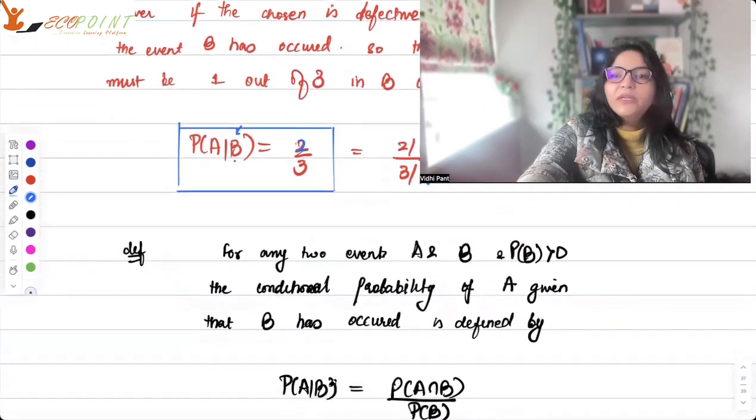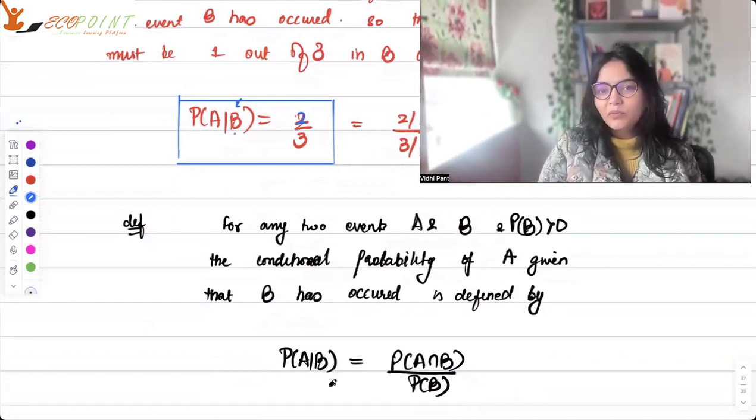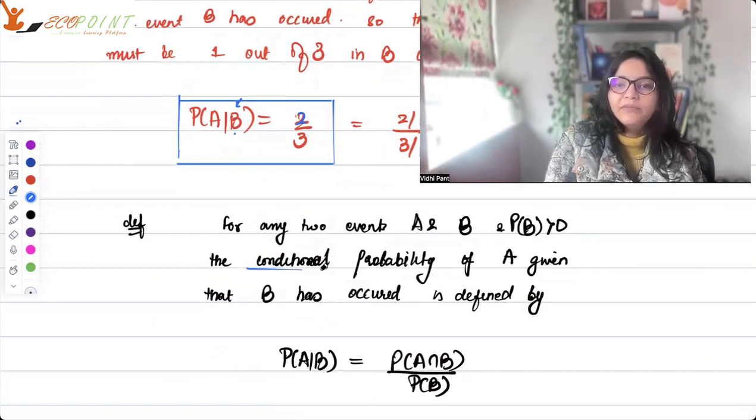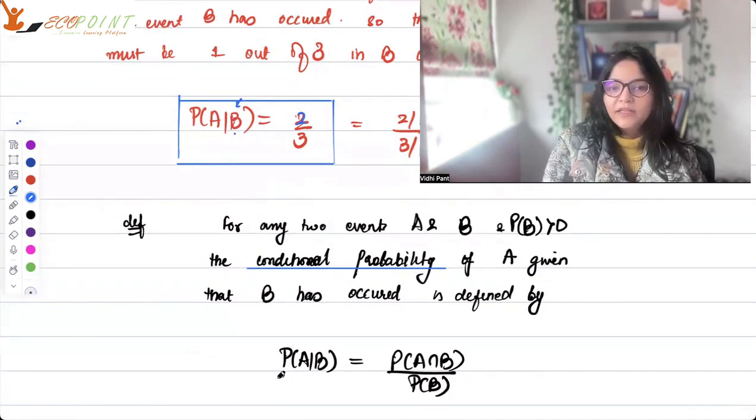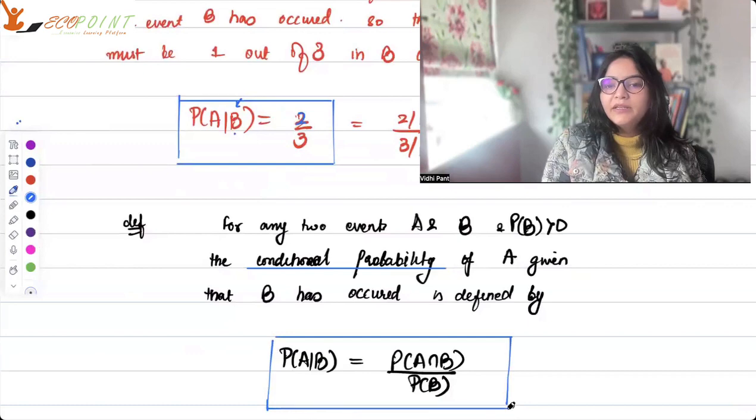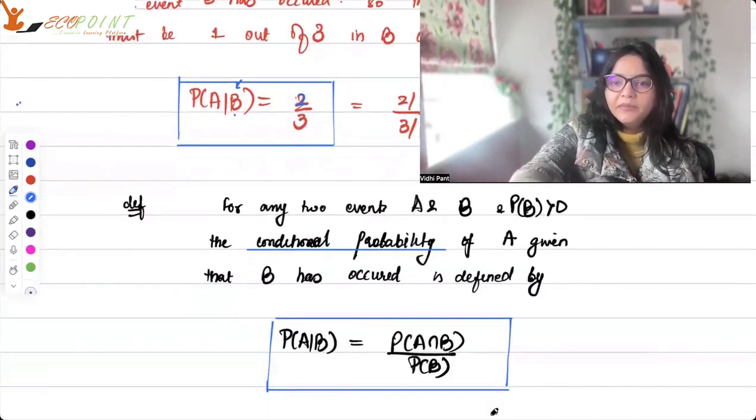So therefore, you can define conditional probability for any two events A and B. Given that probability B is greater than 0, the conditional probability of A, given that B has occurred, written as probability A given B, is equal to probability A intersection B upon probability B.